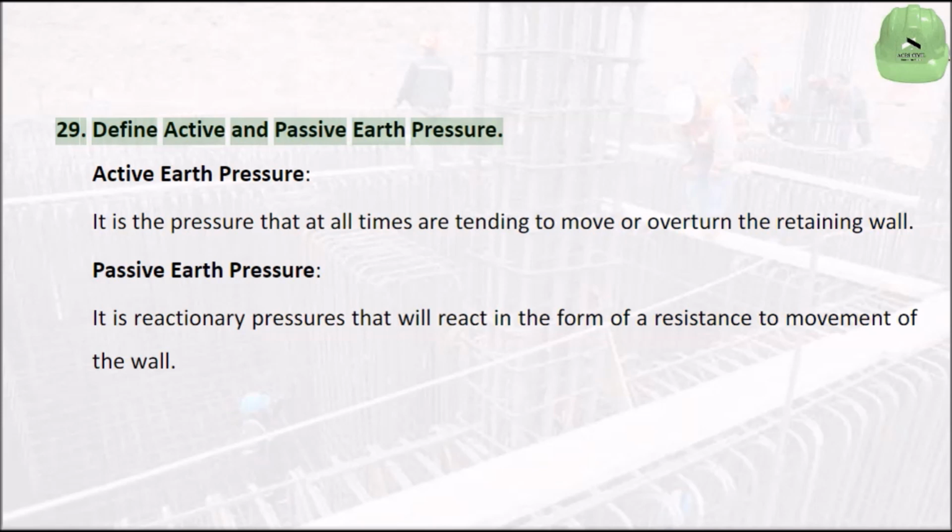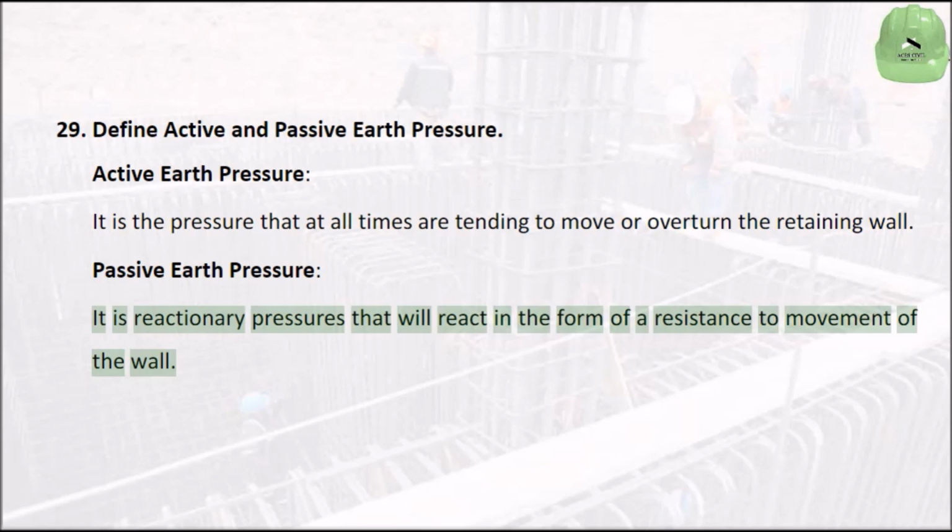Define active and passive earth pressure. Active earth pressure is the pressure that at all times tends to move or overturn the retaining wall. Passive earth pressure is the reactionary pressure that reacts in the form of a resistance to movement of the wall.